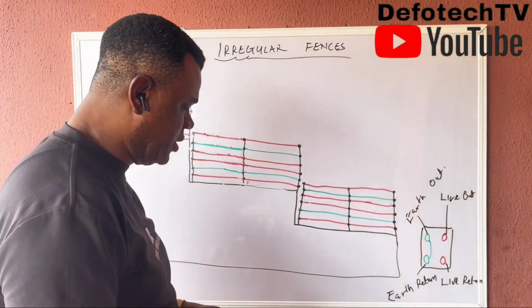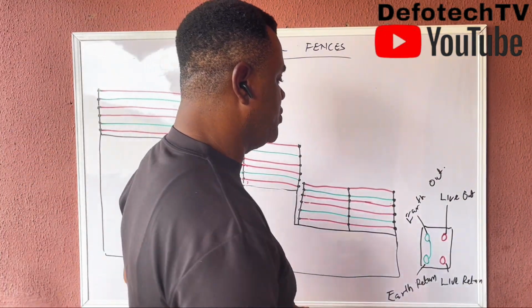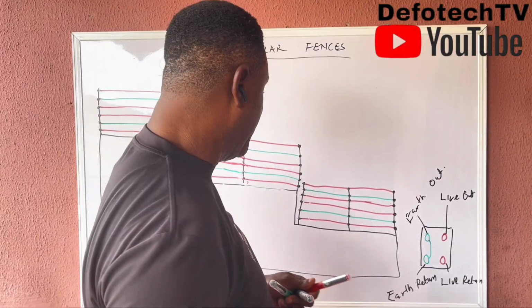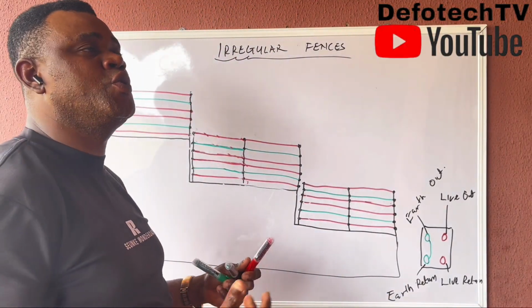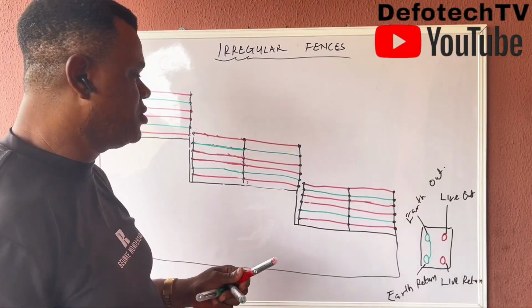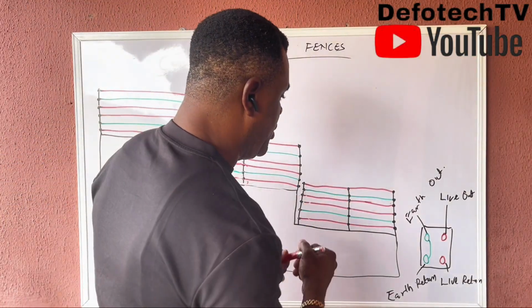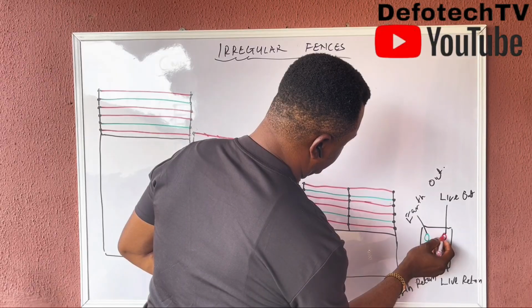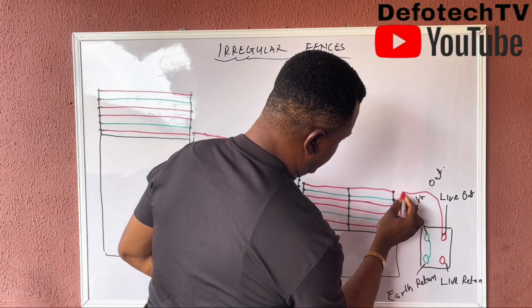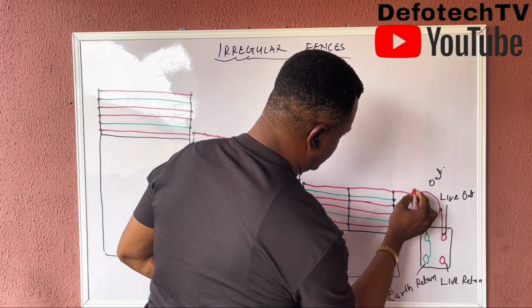Now let's see how we connect this. Let me assume we are taking power from the live out. Watch how I treat this so that you understand the idea and use the same. Now, this part is the live out, so I can take my cable here and feed this.